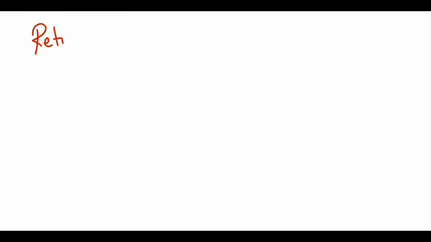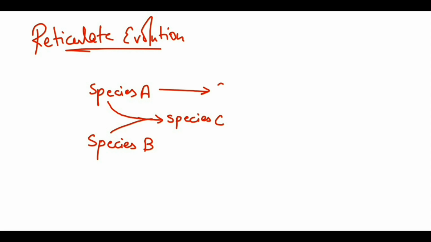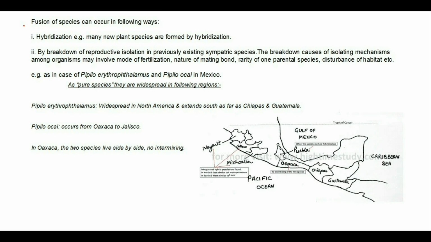Let's have a quick look at what reticulate evolution is. This is a very easy concept. We have species A existing and species B existing, and some individuals of each of the species mate with each other due to breakdown of reproductive isolation and form the species C. Species A and species B continue to exist, and species C also reproduces further.